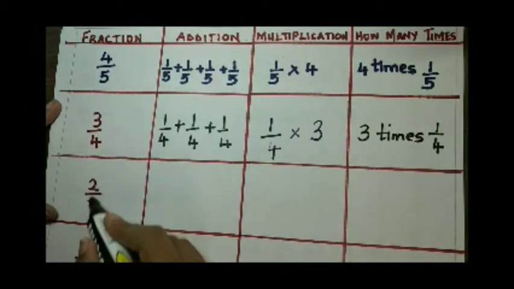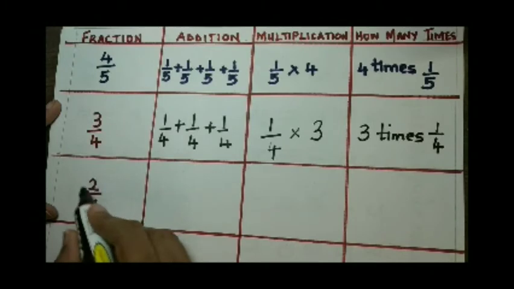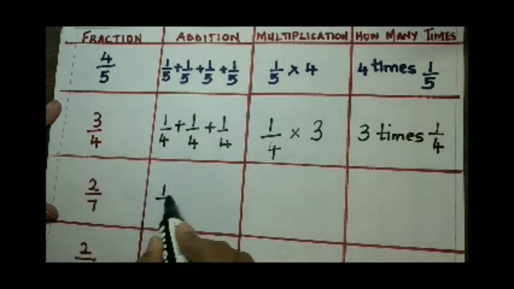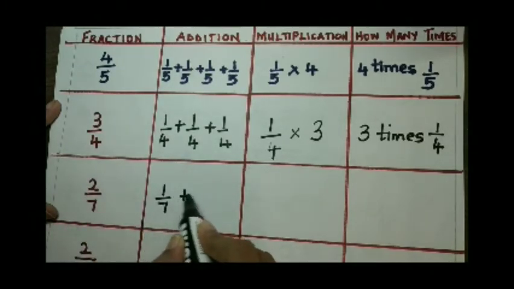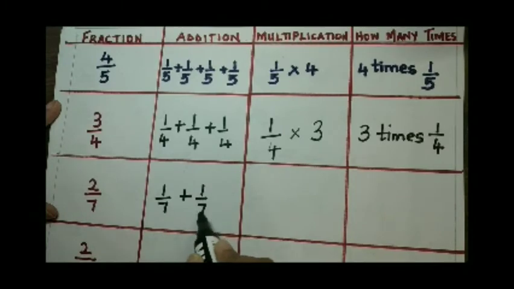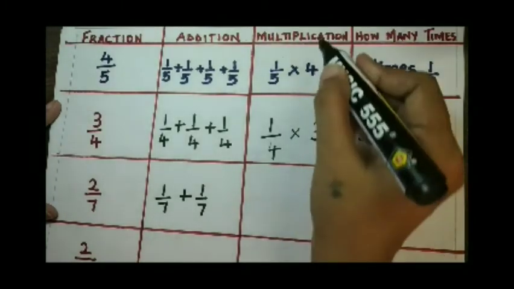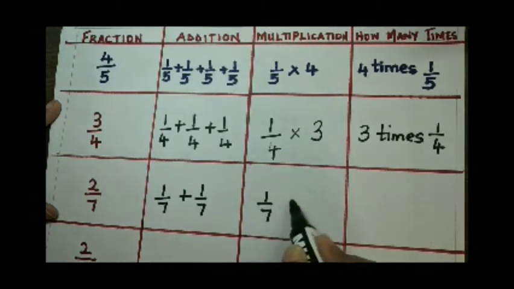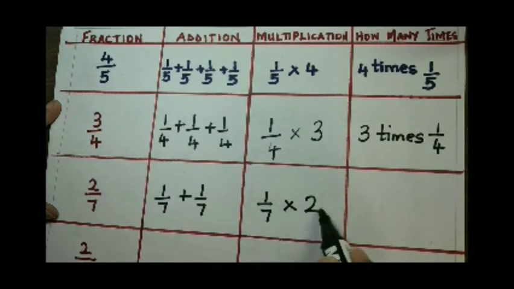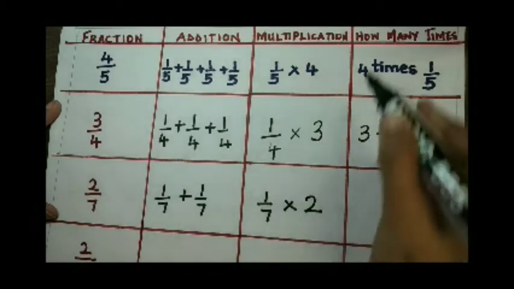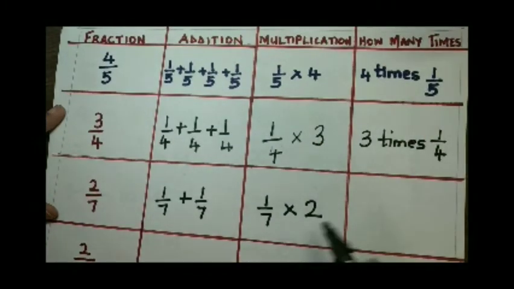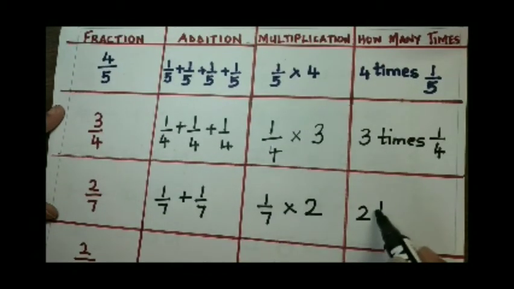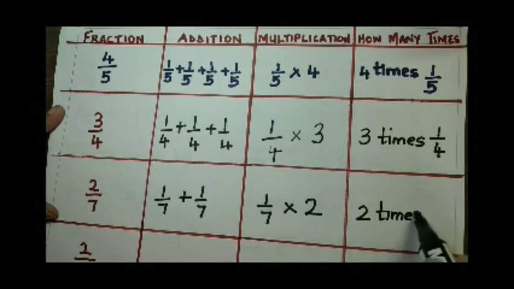Next one, 2 upon 7, which means 2 parts out of 7 equal parts. So 1 upon 7 is written 2 times, which means 1 upon 7 plus 1 upon 7. In multiplication also, it means 1 upon 7 taken 2 times. And how many times? 2 times 1 upon 7.